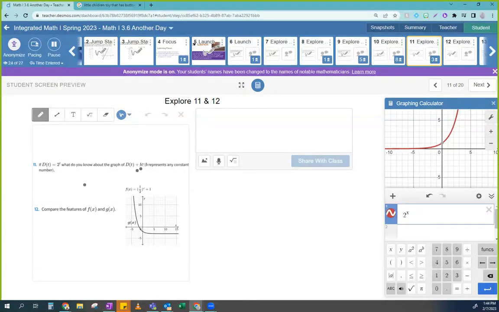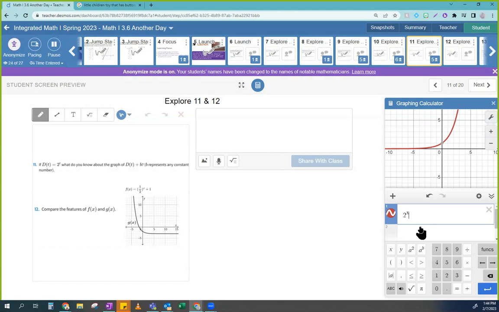Someone give me a number for b. Any number. Thanks. Plus 8. So I'm going to take my plus 8. And before I hit this 8, can you think about what you think would happen to your graph? According to what we just talked about, what is that 8 going to do to it?